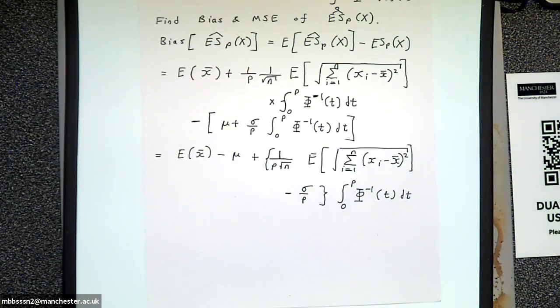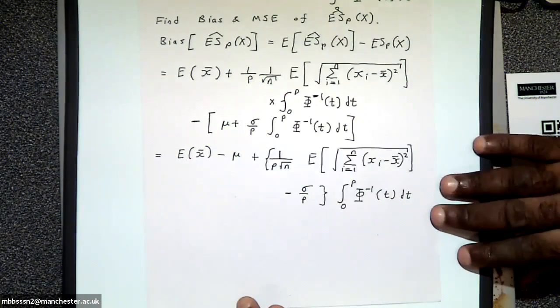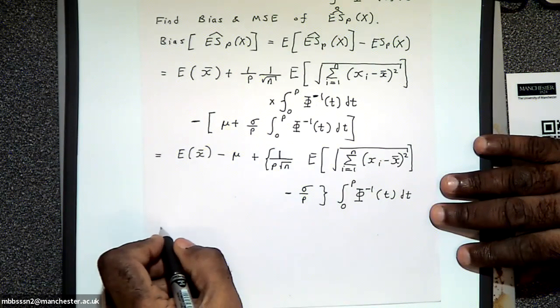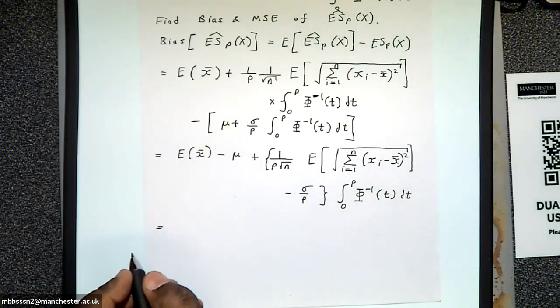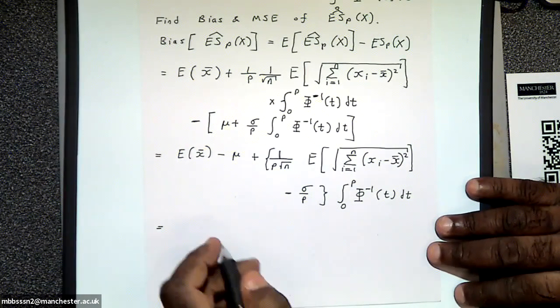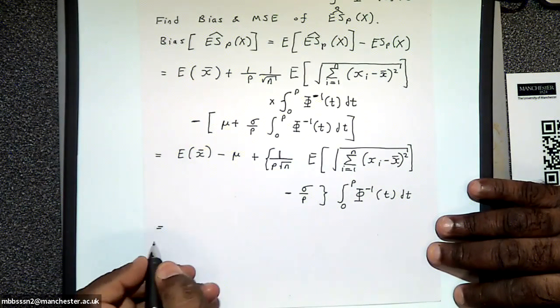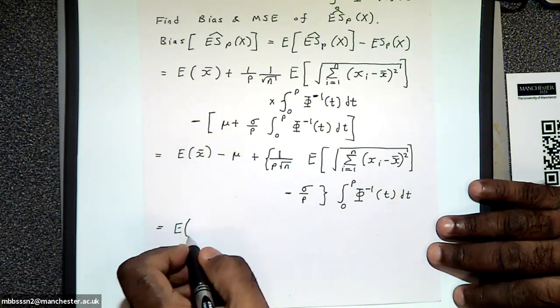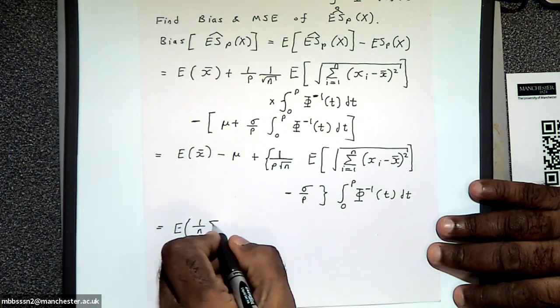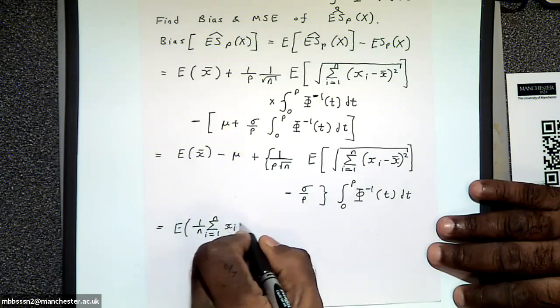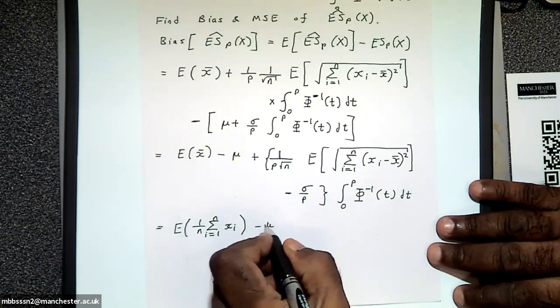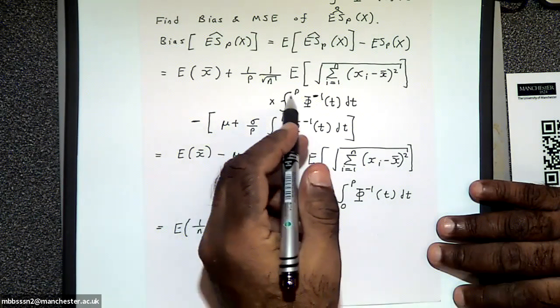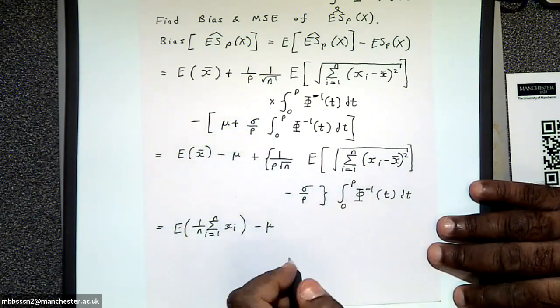All right. Are you with me? Are you okay following me? Right. Now X bar is the sample mean, right? So you can write it as the expected value of 1 over n times the sum, minus mu, right? Now I combine these two to write this.